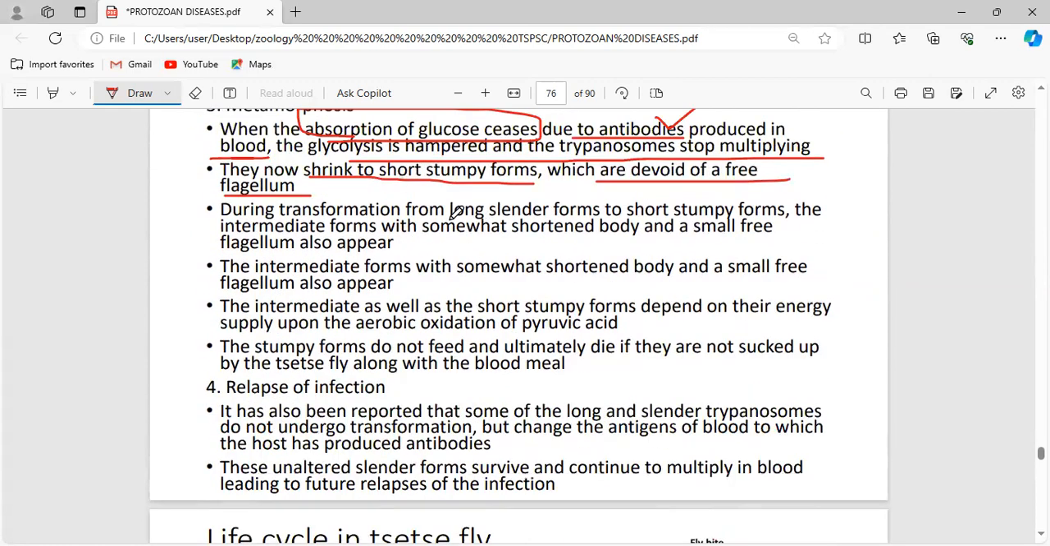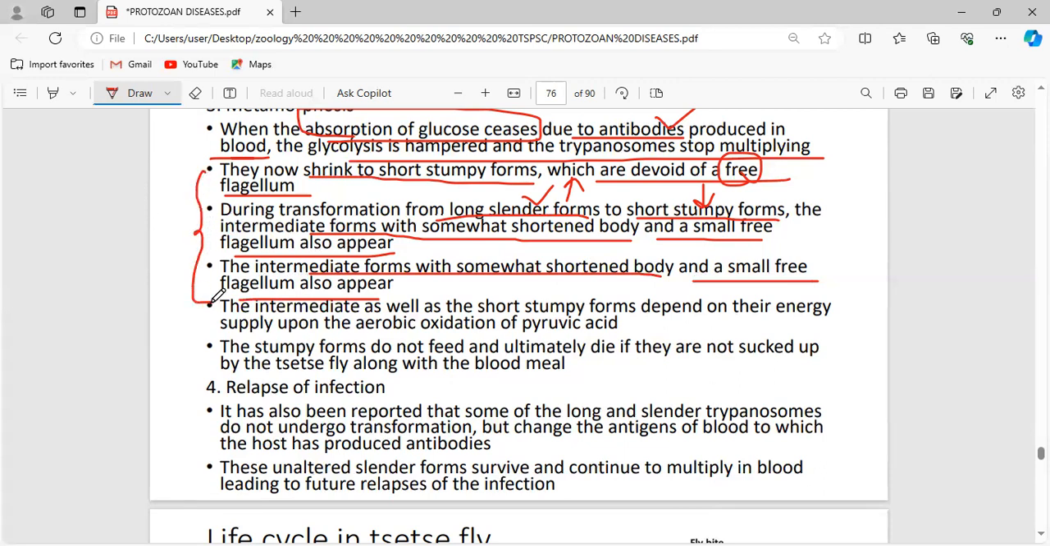During this transformation from long slender forms to short stumpy forms, when the energy supply is high, they become long slender forms. When the energy supply stops, they become short stumpy forms. The long slender forms have a flagellum. The short stumpy forms are devoid of the free flagellum. Now, intermediate forms with a somewhat shortened body and a small free flagellum also appear. Intermediate forms means intermediate between the long slender and the short stumpy forms.